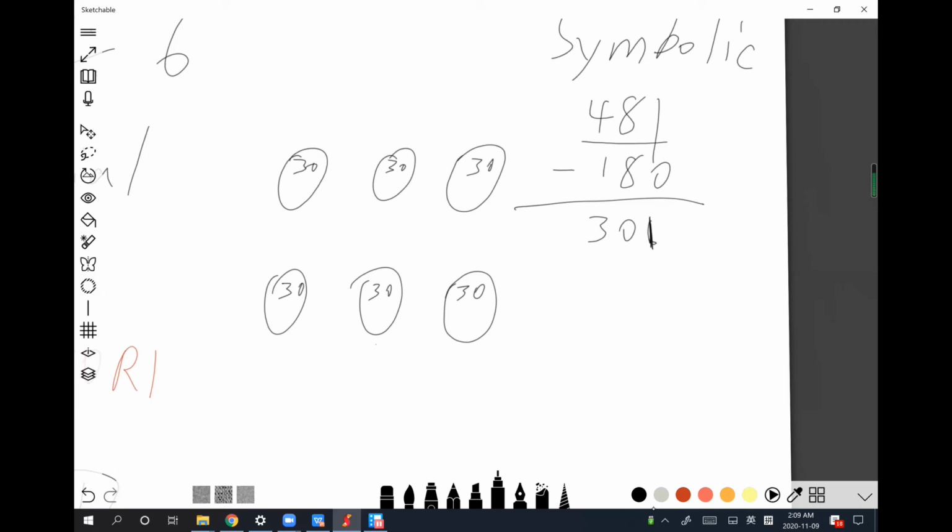Now I know 6 groups of 50 equals 300. So I'm going to give each group now 50. So 6 groups of 50 equals 300. And my remainder is 1. So I know each group has 80. So my answer is 80 with a remainder of 1.